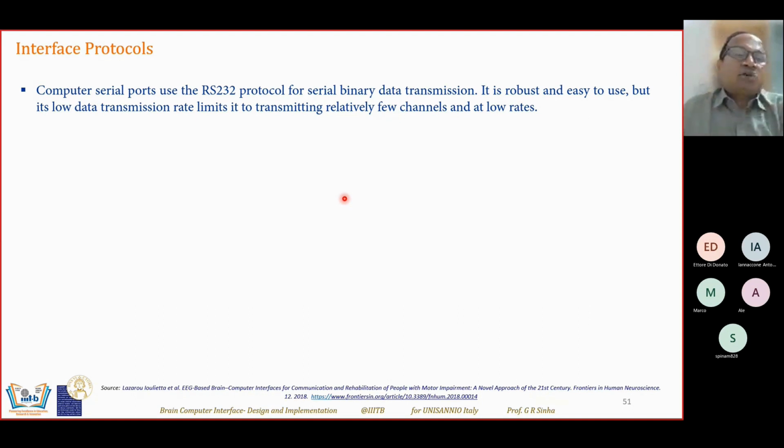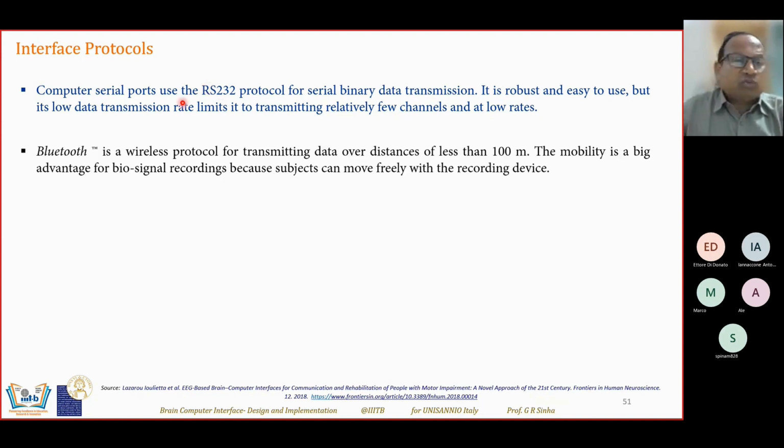So there must be some protocol set up rules. Computer serial ports like RS-232 are used for serial binary data transmission. This is very robust and easy to use, but the difficulty with RS-232 is the low data transmission rate that limits the performance of the system, and therefore it can be limited to only a few channels. So the data rate is very slow in the case of RS-232.